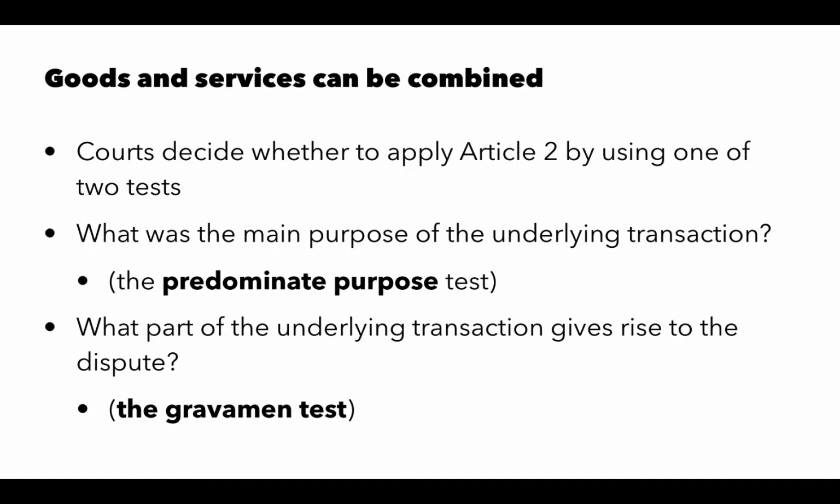So in those states, and again, this is about a third of the states, we look to see not what's the predominant purpose of the transaction, but to see what part of the underlying transaction is at dispute. Is it the service or is it the good? In the swimming pool example, if the problem was caused by faulty installation, then it's going to be governed by the common law. If it's caused by a faulty good, it's going to be covered by the UCC. So make sure you know these two tests, know the difference between the two, and be able to recognize that on your test problems.